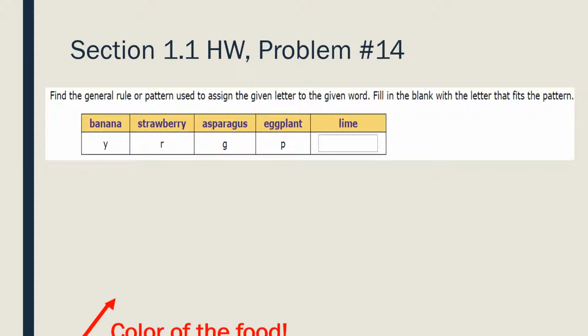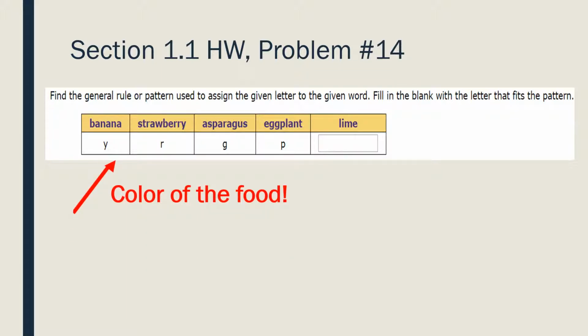Alright, these are the colors of the food, or the first letter of that color. Alright, so bananas are yellow, strawberries are red, asparagus is green, eggplant is purple, limes are green.